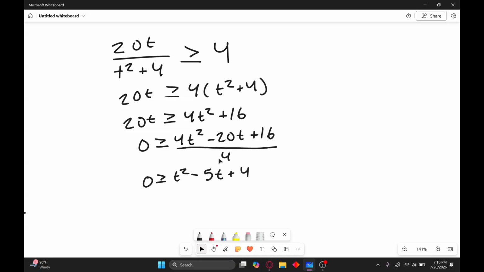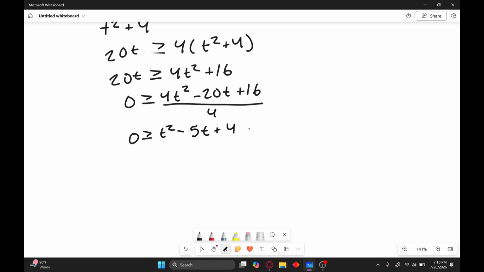Now, we have to factor this to get our interval. So our factors would be negative 4 and negative 1, t minus 4 and t minus 1. So our interval, where it is at least 4 milligrams per liter, would be from 1 to 4.